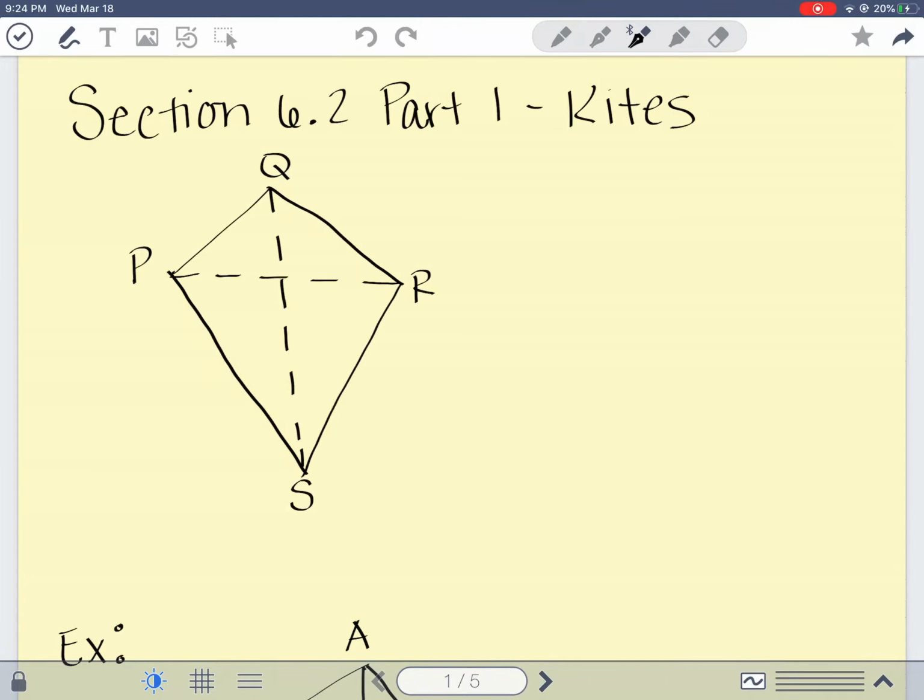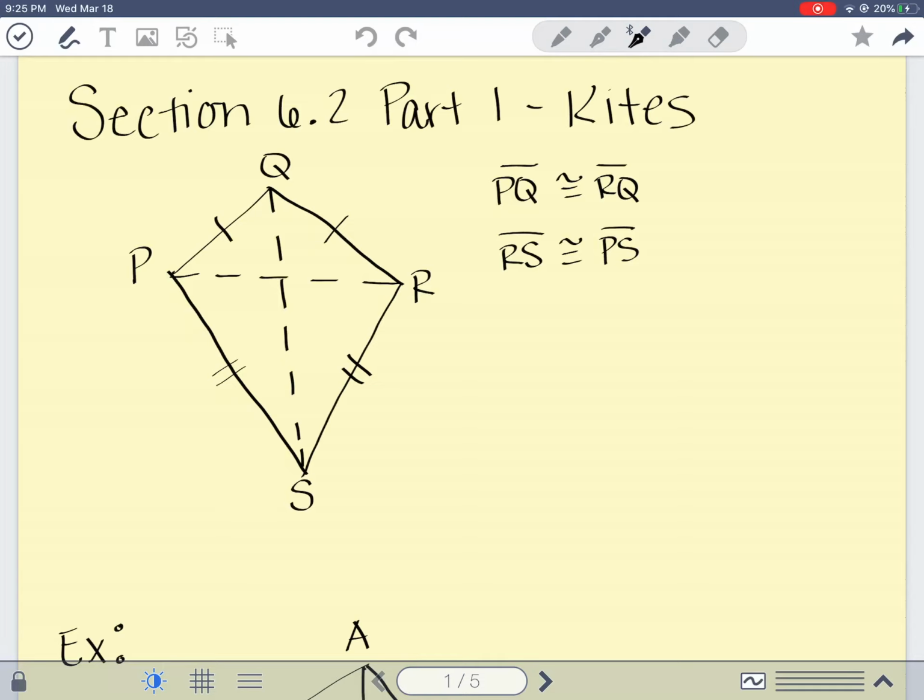So we are going to go ahead and get into kites. Remember, a kite is a quadrilateral, meaning that it has 4 sides. The definition of a kite is that it is a quadrilateral with 2 pairs of consecutive congruent sides, and no opposite sides that are parallel. So these 2 pairs of consecutive sides are congruent. We have segment PQ congruent to segment RQ, and segment RS congruent to segment PS. No opposite sides are parallel, and no opposite sides are congruent.